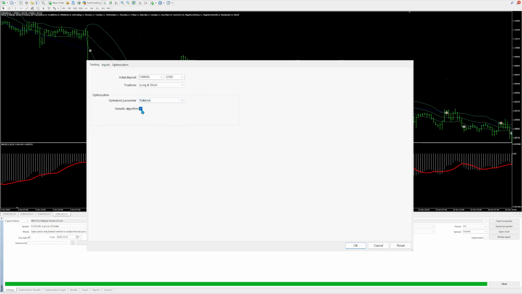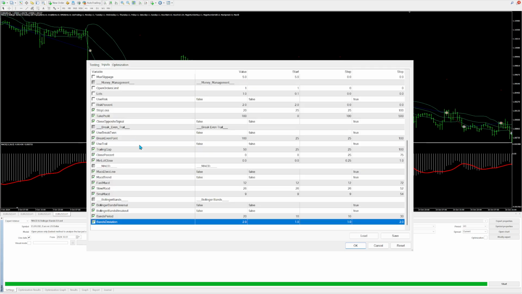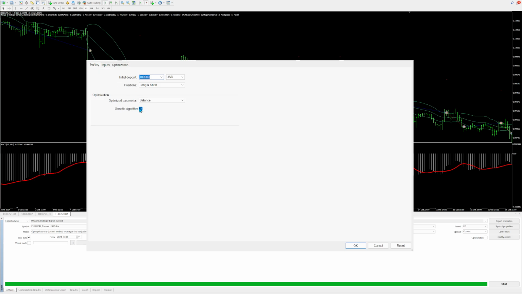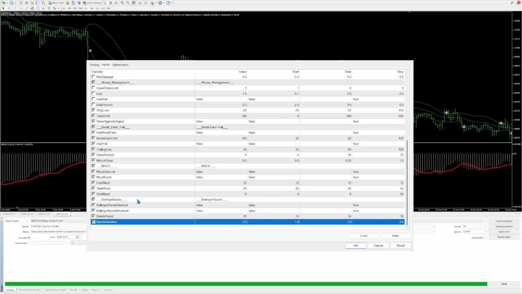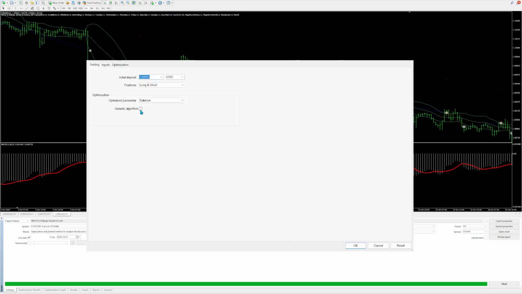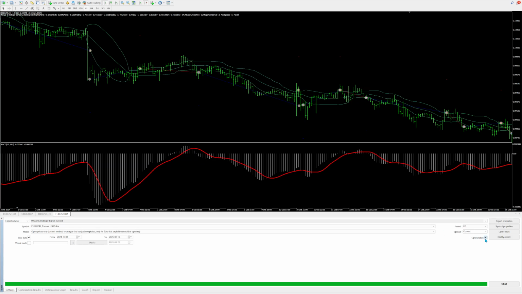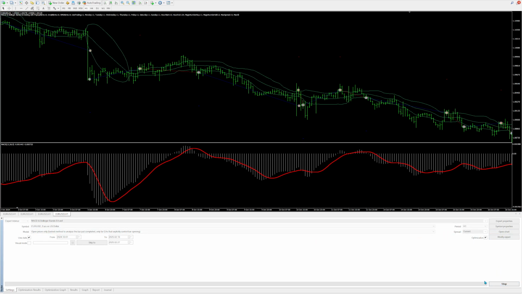And genetic algorithm, okay, this is quite important. If you have this checked, the strategy tester will do what it believes will be the best of these possible combinations. On the other hand, if you uncheck it, the strategy tester will do every single possible combination, which can take a long time depending on how many settings you're optimizing and the power of your computer, but I generally leave this checked. Click OK, click the optimization, choose the data, your instrument, time frame, and then click start.